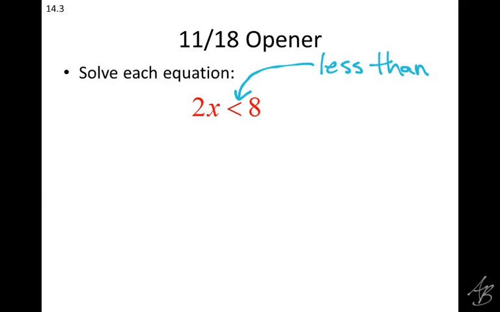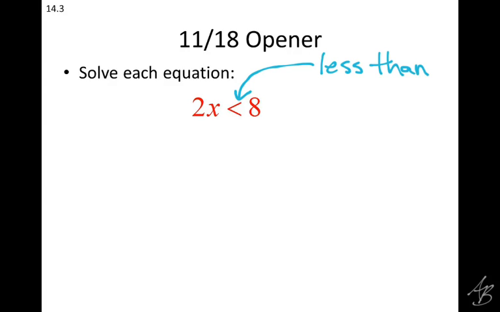When we solve inequalities, it's a lot like solving an equation, except these two things are not equal to each other. This does not have the same value as this. This is going to be less than this. So everything we do to solve this is going to be the same as solving an equation, except we're not going to use an equal sign. We're going to keep that less than symbol. Now, there are some types of inequalities that we're going to have to do some different things with, but this one's pretty straightforward.